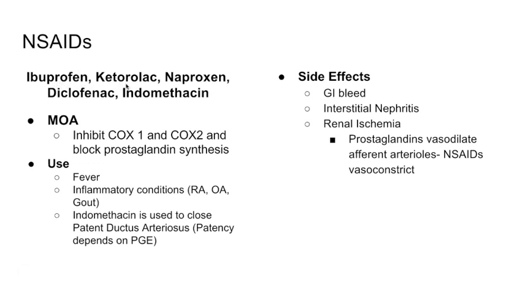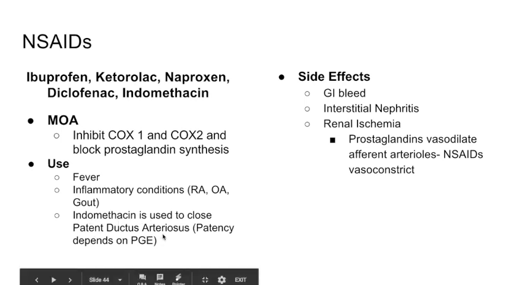So ibuprofen, ketorolac, these are medications that we've all taken when we have a fever or pain. We've already talked about the mechanism: they inhibit Cox1 and Cox2. They're used for fever and any inflammatory condition, because we know that they block inflammation. Specifically, indomethacin is used to close the patent ductus arteriosus, because we've already established previously that the patency depends on prostaglandin E, and we can give alprostadil to keep it open.